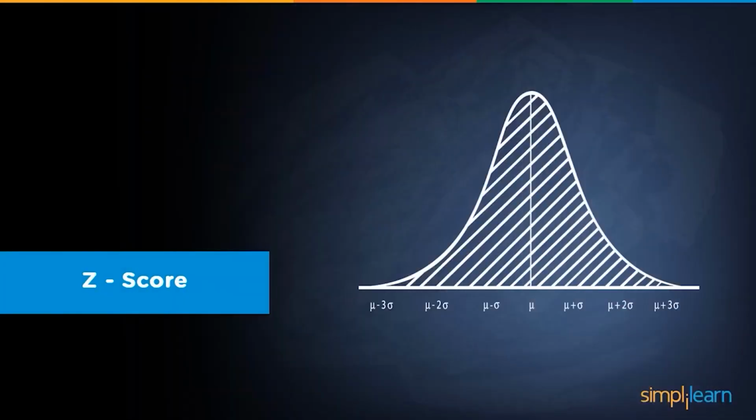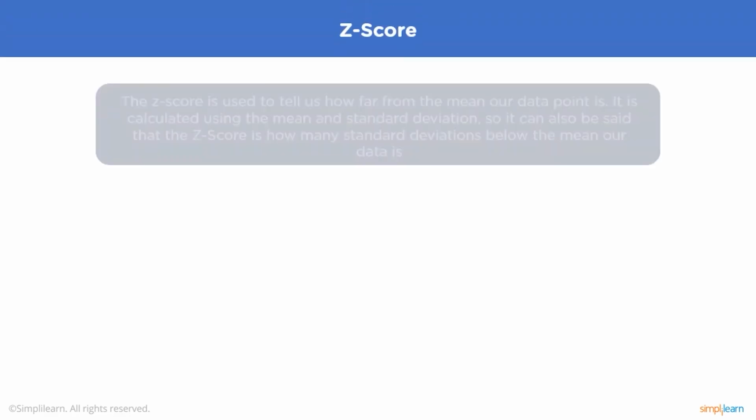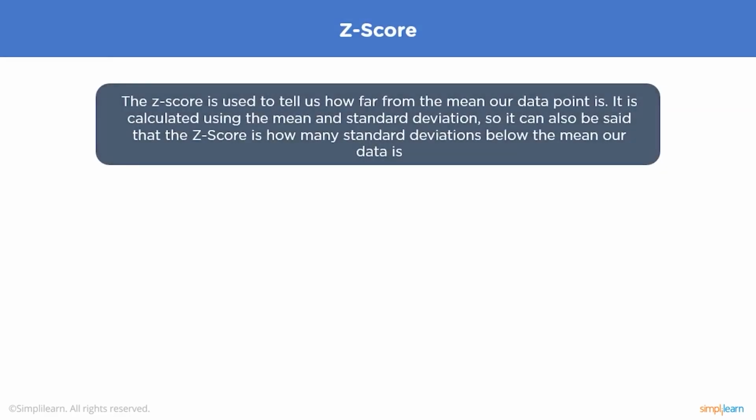Now let's take a look at z-score. So what is a z-score? A z-score is used to tell us how far from the mean our data point actually is. It is calculated using the mean and standard deviation, so it can be said that the z-score is how many standard deviations below the mean our data is. Basically, by using the z-score, we can get an approximate location of where our data point lies on the graph with regards to the mean.